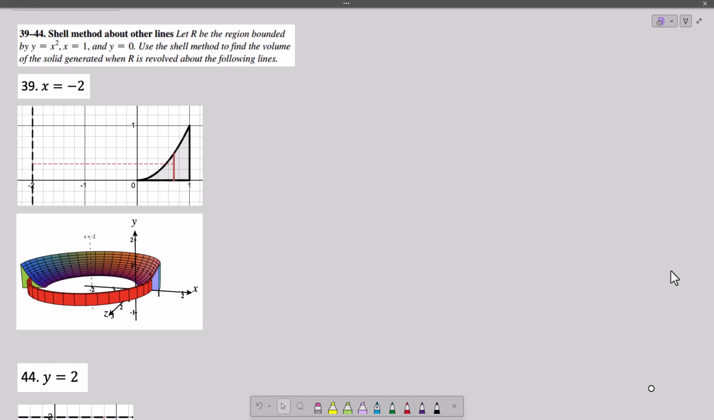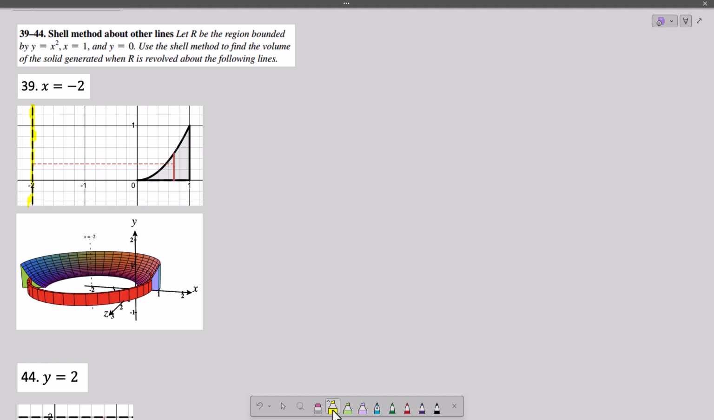So here we're going to rotate a region around a different axis of rotation, not an x or y axis. So right there is our axis of rotation. That's what we're going around. It's way over here at -2. There's our region. And it's generated by y equals x squared, x equals 1, and y equals 0. Those are the boundary curves. And it's going to rotate around, and we're going to use a cylinder. So cylindrical shells, we're going to use a vertical element.